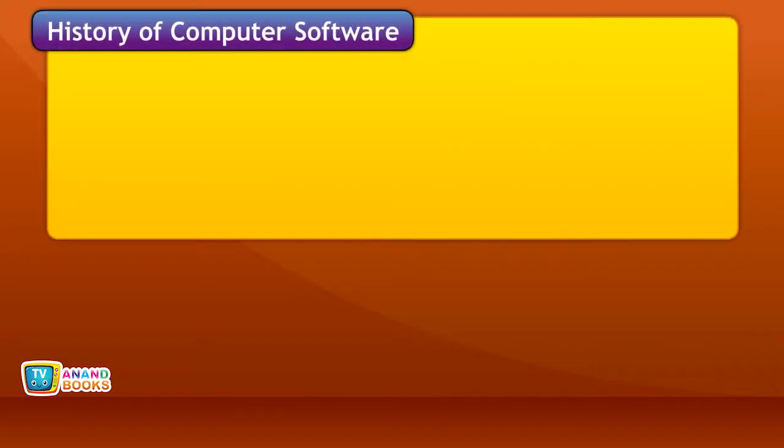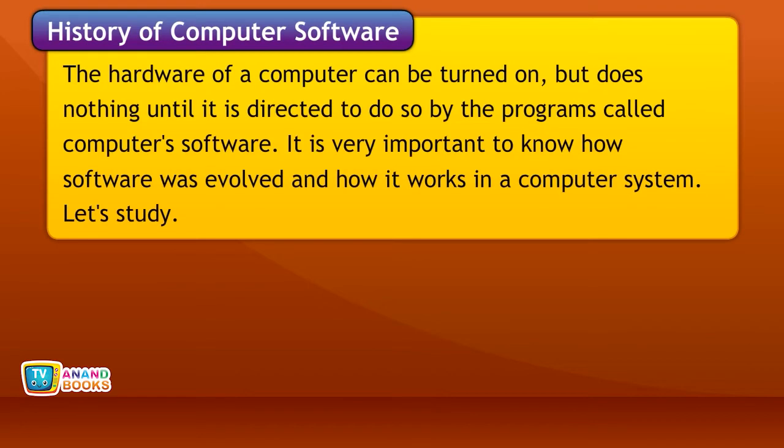History of computer software. The hardware of a computer can be turned on but does nothing until it is directed to do so by the programs called computer software. It is very important to know how software evolved and how it works in a computer system.